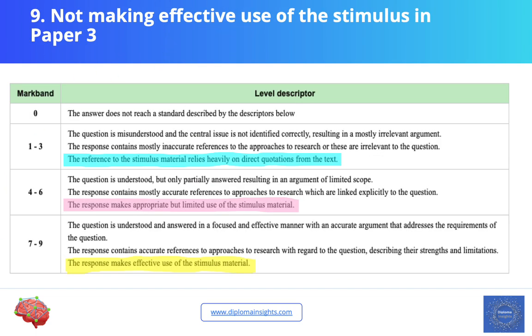In paper 3, a key factor to consider is making use of the stimulus, and this is really important for question 3 in paper 3. Question 3 is graded against this marking descriptor, and you can see that to score in the top mark band bracket, you have to make effective use of the stimulus. So for question 3 in paper 3, try to make sure that every single point you make refers to the stimulus.